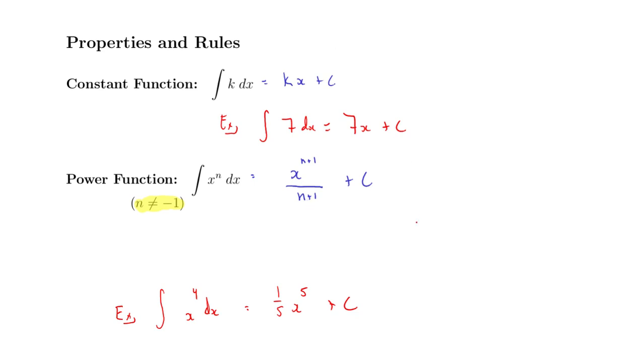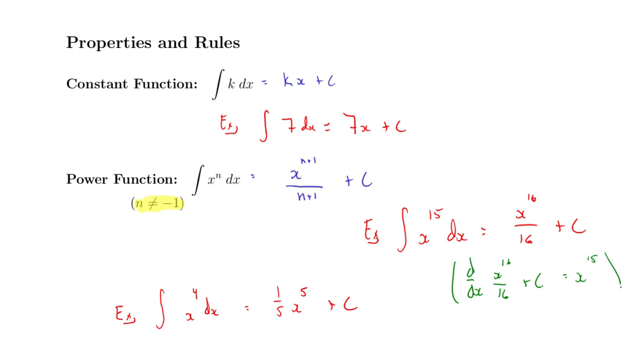So what this means is now you could look at another example, something like the integral of x to the 15 dx, and we know we'll just add 1 to our exponent and divide by that value. You can easily check your answer here by just making sure that the derivative of x to the 16 over 16, plus c, is equal to x to the 15. And if it is, you're good. So that's not too bad.